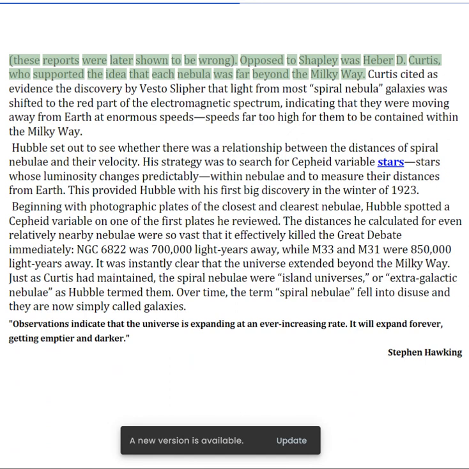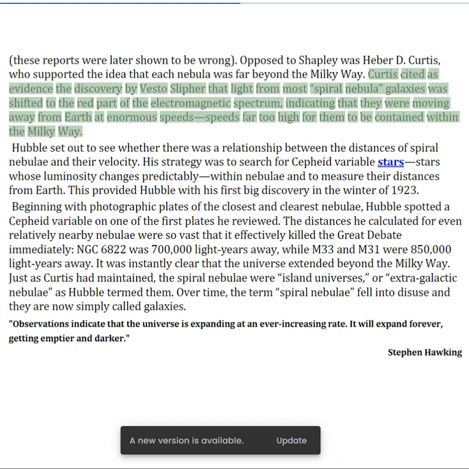Opposed to Shapley was Heber D. Curtis, who supported the idea that each nebula was far beyond the Milky Way. Curtis cited as evidence the discovery by Vesto Slipher that light from most spiral nebula galaxies was shifted to the red part of the electromagnetic spectrum, indicating that they were moving away from Earth at enormous speeds far too high for them to be contained within the Milky Way.